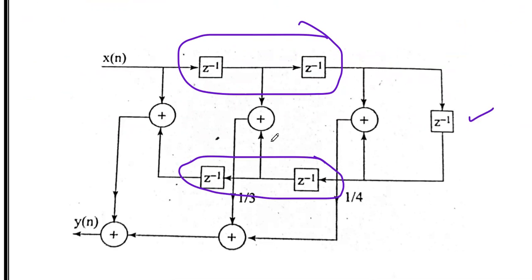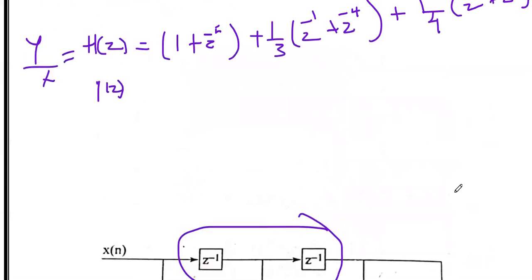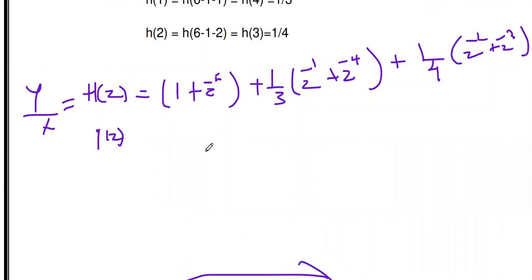Okay, in the previous problem there were 6 delays, so in the top line 3 delays, bottom line 3 delays, but here 5. So 2 delays we have to use in the top, 2 delays in the bottom, and 1 more delay in the center. Okay, this is the thing. So now we are going to draw it.